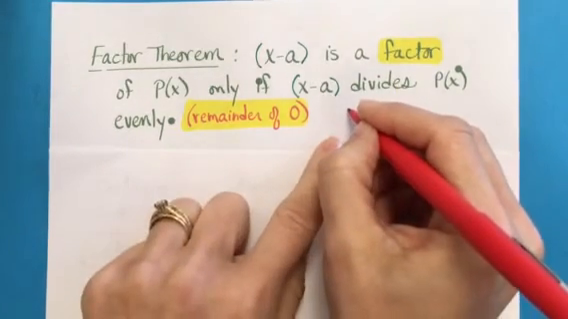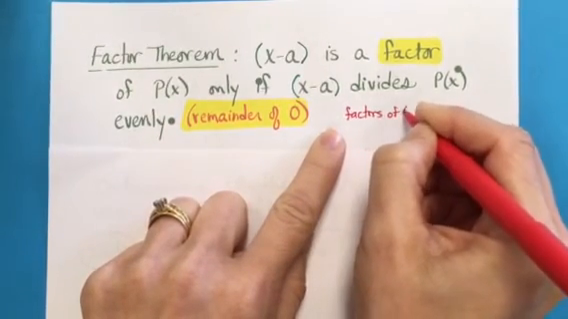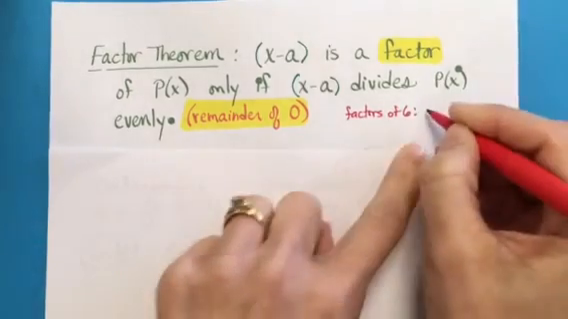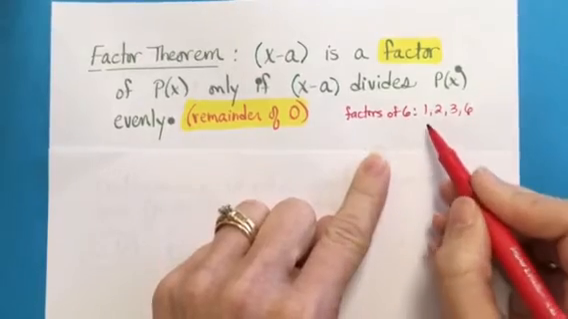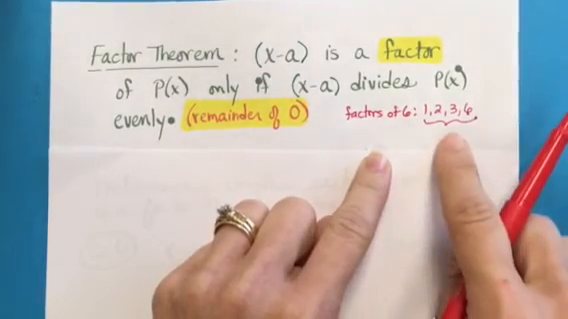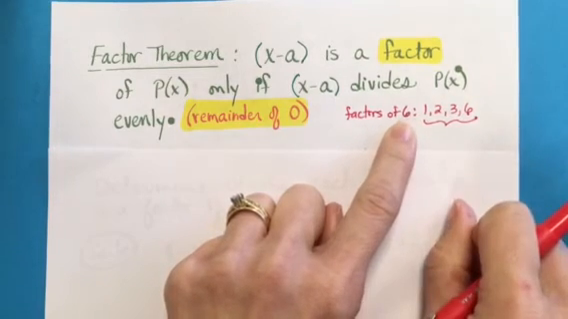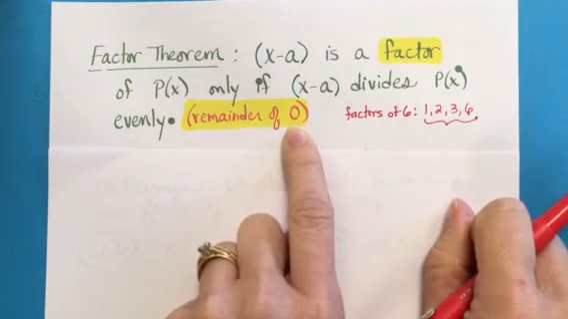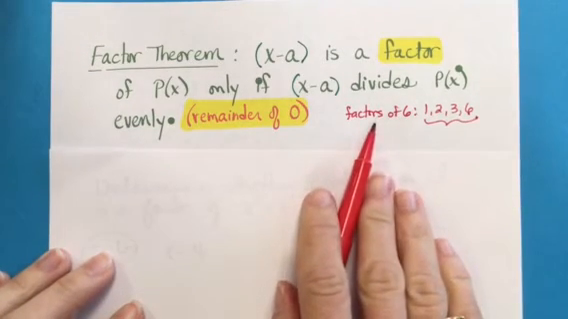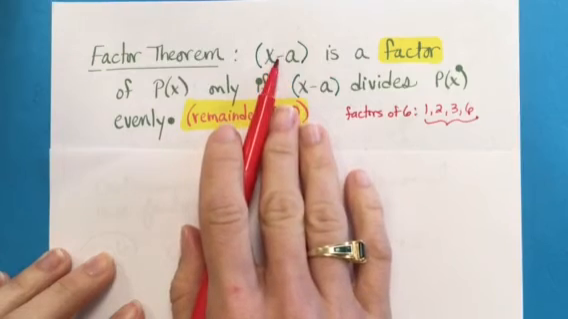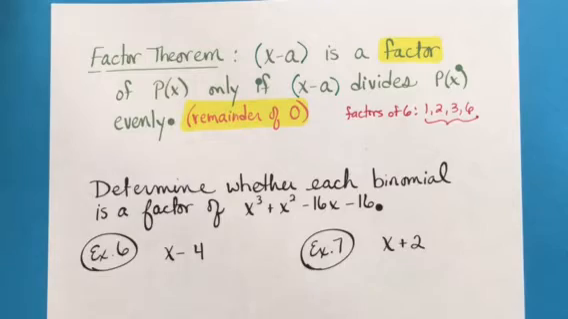Now, just kind of relating this back to numbers for just a minute, and this is not something you have to write down, but if I say, okay, what are my factors of 6? Well, that would be 1, 2, 3, and 6. That's because all of these numbers will go into the 6 evenly. It'll divide 6 evenly with a remainder of 0, okay? But instead of wanting to know if just a number is a factor, we want to know if a binomial is a factor, okay? So here's the example of this.